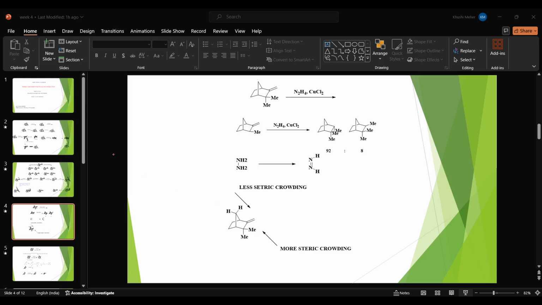You will see first what will happen. First the ketone will form the hydrazone with hydrazine, and proton transfer will happen with the base, because we have triethylamine. After that, when it forms the diazene from the hydrazone, the bond between carbon and nitrogen will break, and it will form an alkene.